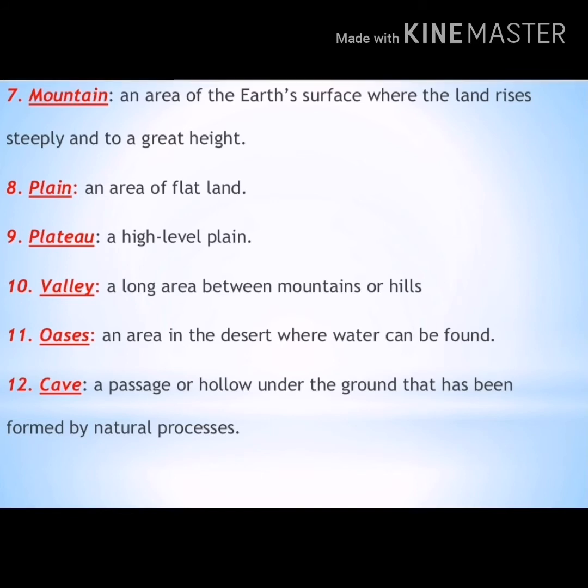Those are the 12 vocabulary words that we looked at in this unit, and you're supposed to study them very well so that you don't confuse, especially number 8 and number 9. Know the difference between the plain and the plateau, because most students confuse a plain and a plateau. Then we have the valley, which we have said is a long area between the mountains. We have oases. We have said this is a place in the desert where you are going to find water.